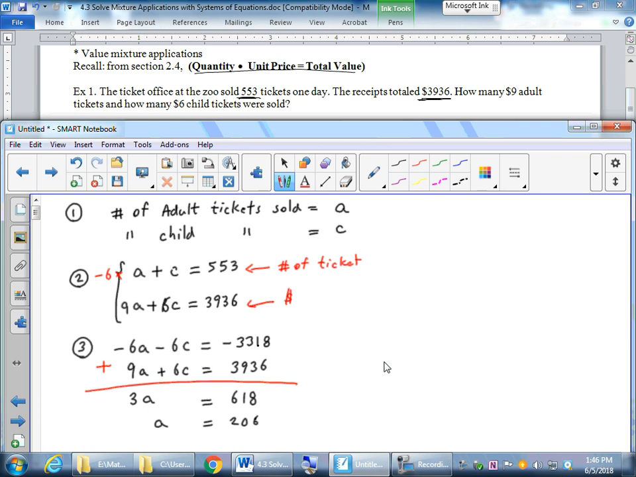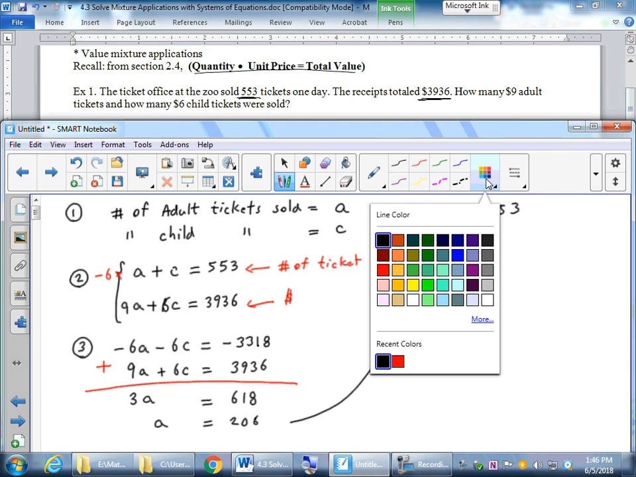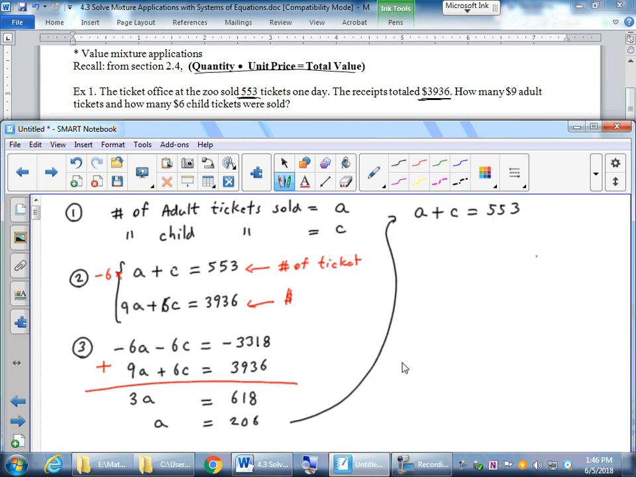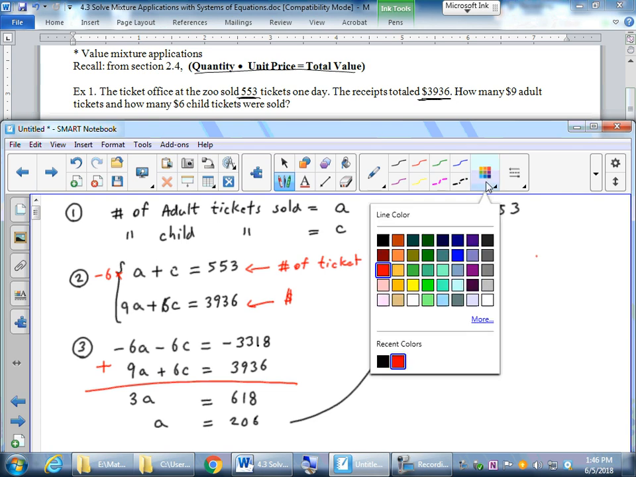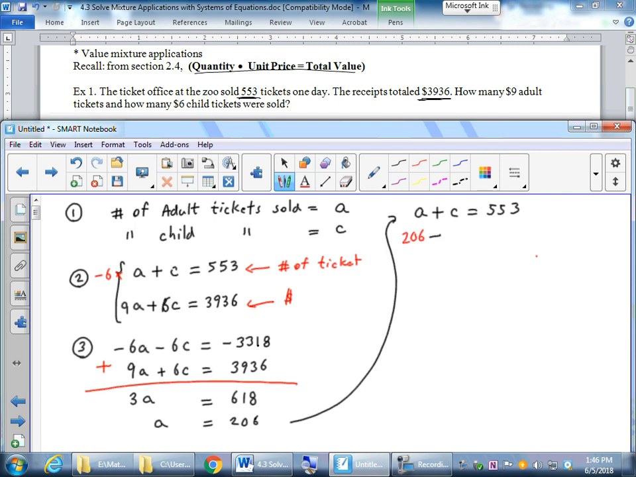So continue to find out the children tickets. I will use the first equation: a plus c is equal to 553. And I know that my a, the number of adult tickets, is 206, adding with the number of children will be equal to 553. So therefore my c is equal to 553 take away 206, that gives us 347.